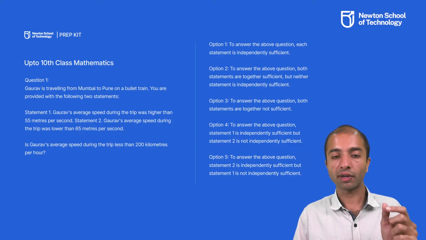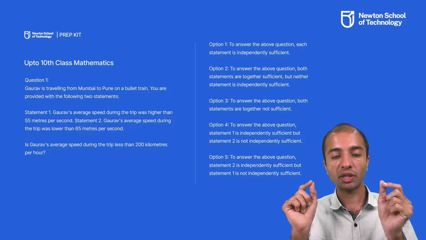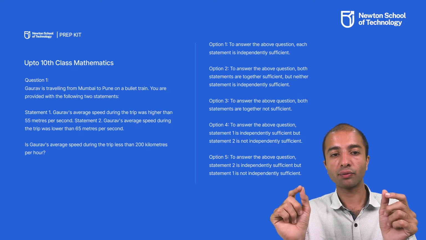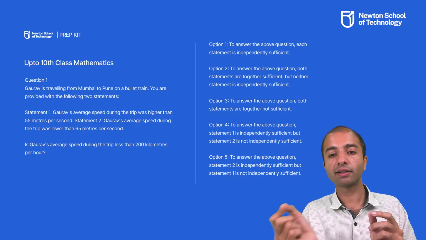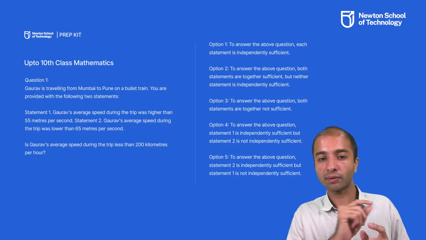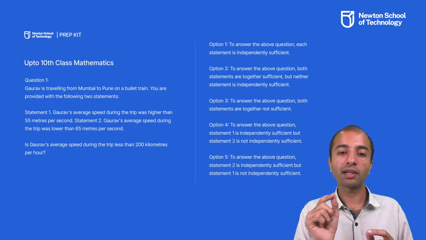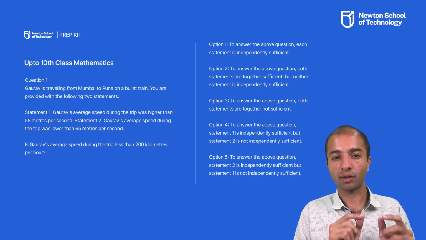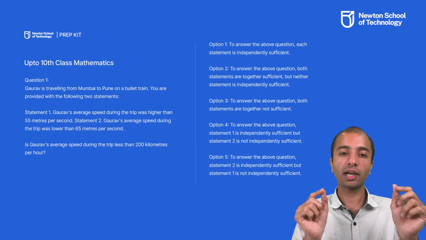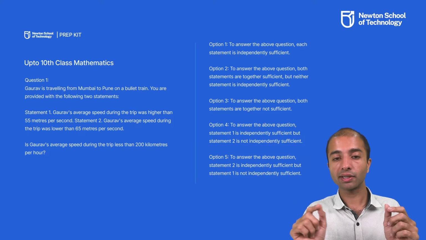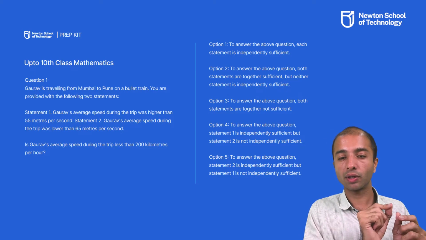So now statements 1 and 2 describe that the speed is between 198 and 234, and the question asks whether the speed is less than 200 kilometers per hour or not. So from statement 1 and statement 2 we get the range 198 to 234. Now the question is asking: is the speed less than 200 or not?